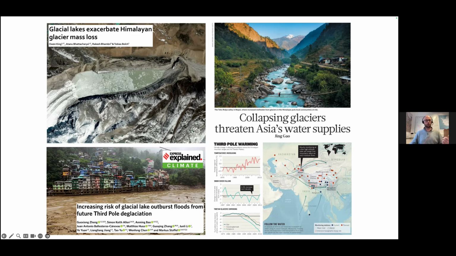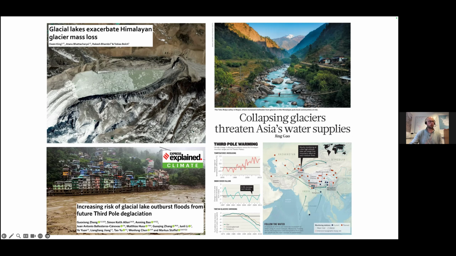Because this influences the need there. This affects people downstream who need the meltwater for farming and for generating electricity. But we're also interested in which glaciers are going to be developing these ponds that will grow into lakes, because these lakes greatly increase the rate that the glaciers melt.